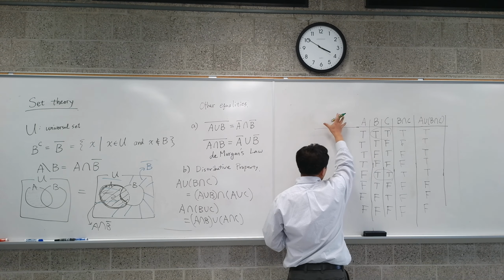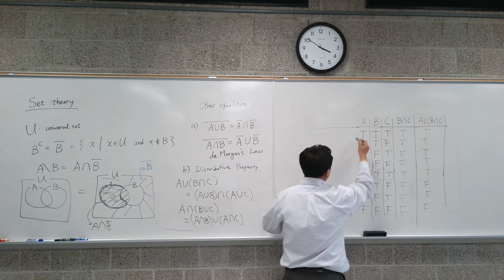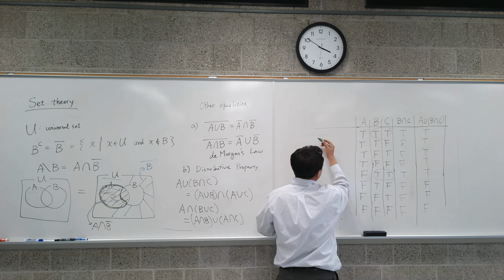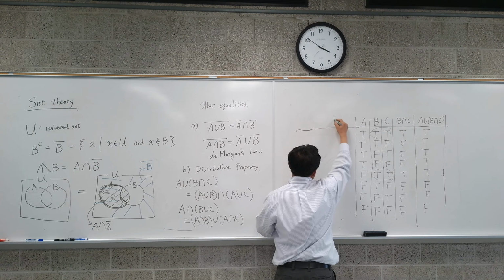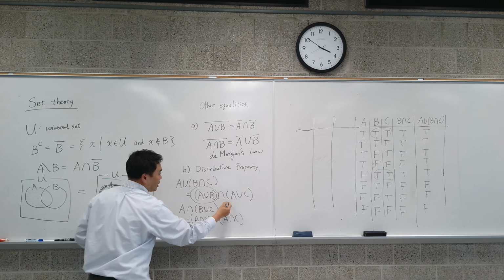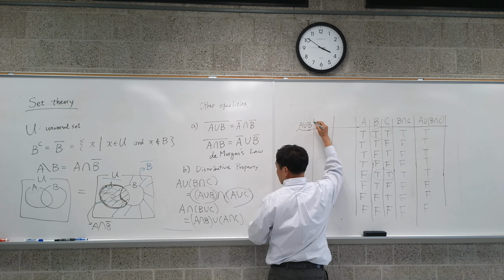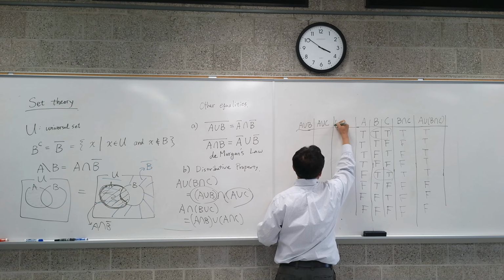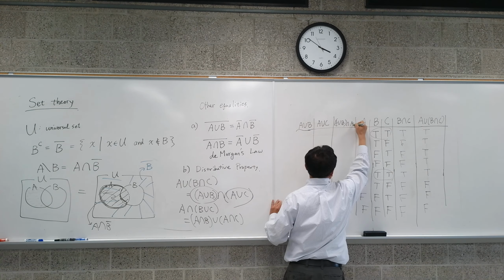Now I should really be writing these columns on the right side, but because I'll be outside the camera, I'll just continue over here. But if you're taking notes, please write these columns on the right side, okay? So what we want to do is calculate A union B, A union C, and then the intersection: A union B intersect A union C.